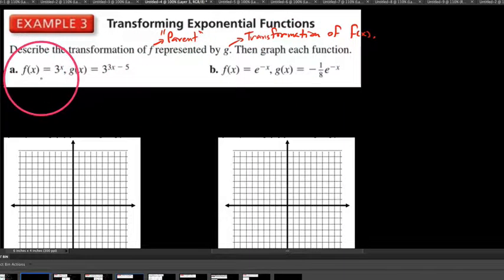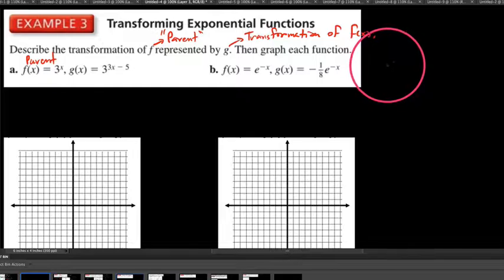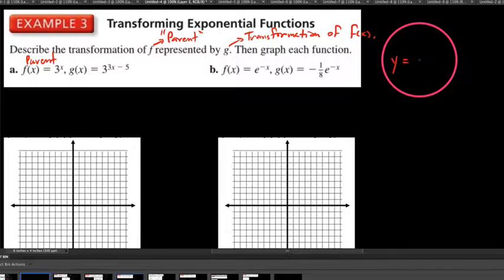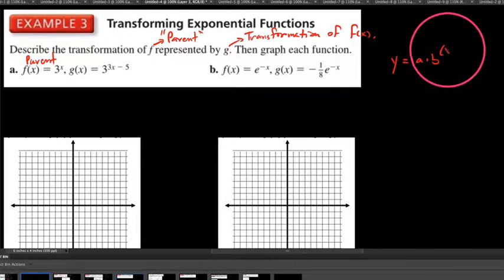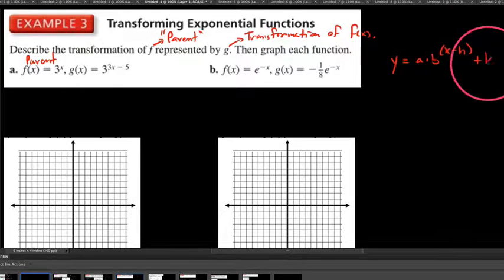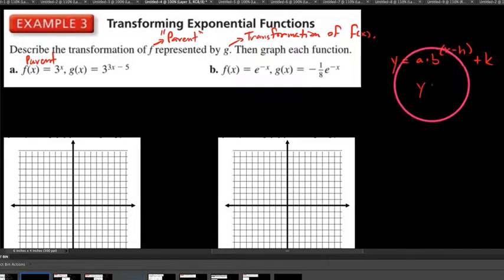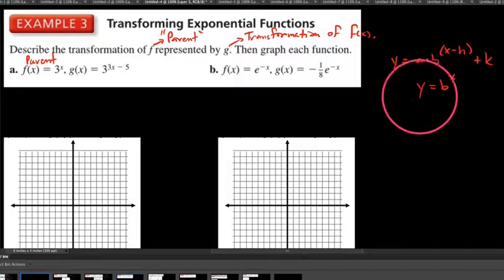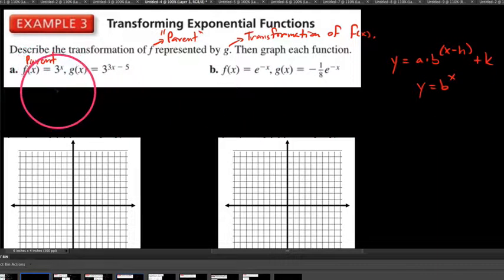In this first example we have f of x equals 3 to the x power. We can see that this is our parent function here. The reason we know this is our parent function is because recall that y equals a times b to the x minus h plus k is our general transformation. Our parent function is just the b to the x form of that function. So we say y equals 3 to the x.